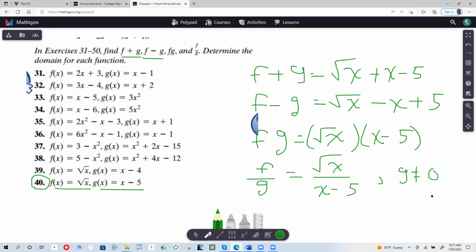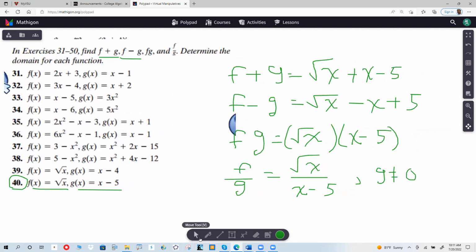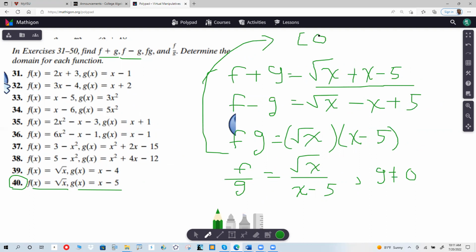Okay, with regard to domain, I'm going to verbally tell you what the domains are. We just did number 40, guys. The domain of this will be everything except x cannot be negative. When x is negative, you're in trouble. So for all of this, the domain is going to be, I'm going to write it right here, 0 or above because of the radical sign.